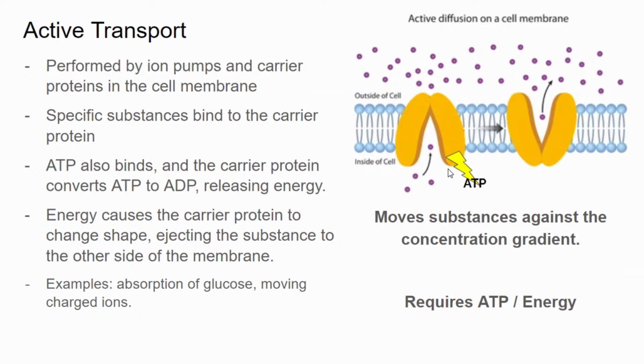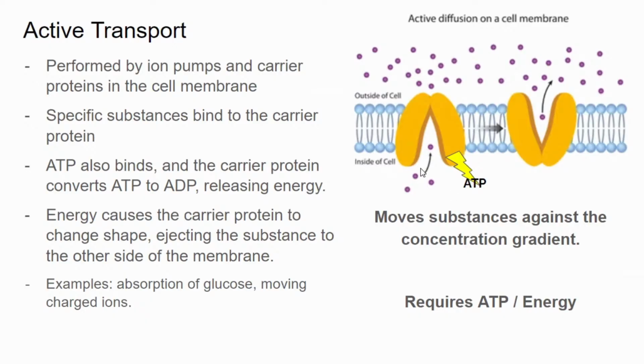Importantly, ATP also binds to our carrier protein, and our carrier protein is able to cleave one of those phosphate molecules and turn ATP into ADP. When this happens, the molecule gets a shot of energy. This energy that's released is used to change the shape of our carrier protein. So you can see on the left, our carrier protein is open to the inside of the cell. Once that energy is released, it changes the shape of our carrier protein. So it closes on the inside and opens up a channel on the outside of the cell. And what this means is that our molecules that are being transported are now able to be released outside of the cell.